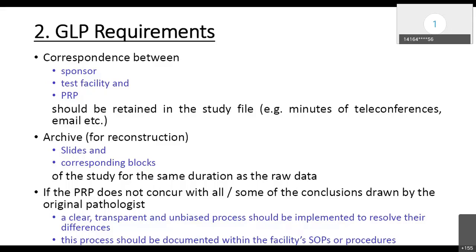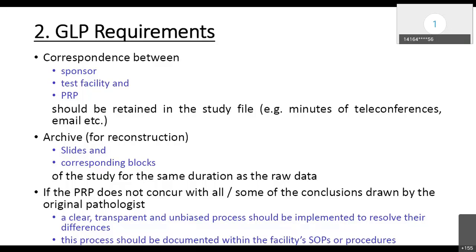There are many instances where study pathologists and peer review pathologists do not concur or do not agree with the conclusion drawn by the original pathologist. In such cases, a clear, transparent, and unbiased process should be implemented to resolve the differences, as histopathology examination is very subjective, and it is a very challenging and tricky situation when it comes to peer review of histopathology slides.